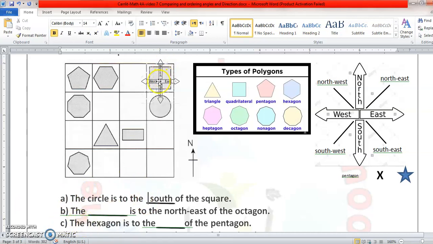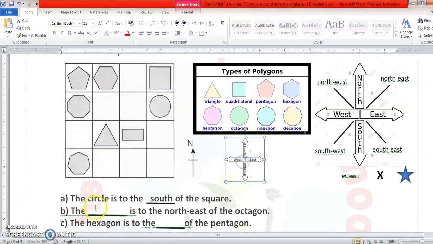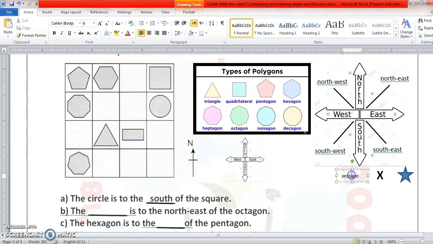Question B. The blank is the northeast of the octagon. Northeast, we know that this is northeast. Octagon, by the way, let's fill this first. Pentagon. We know this is 5 sides. Pentagon. Okay, next. 1, 2, 3, 4, 5, 6. 6-sided. We know this is hexagon.